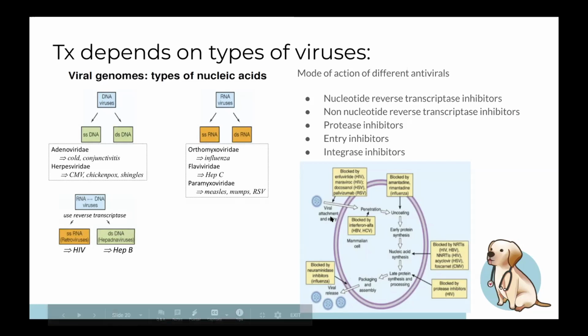Antiviral medications also depend on the genome, whether it's single-stranded, double-stranded, DNA or RNA. If it's a retrovirus, a hepadnavirus, there's a lot of different types that you'll learn next year. So leave the weird names out of it for now.